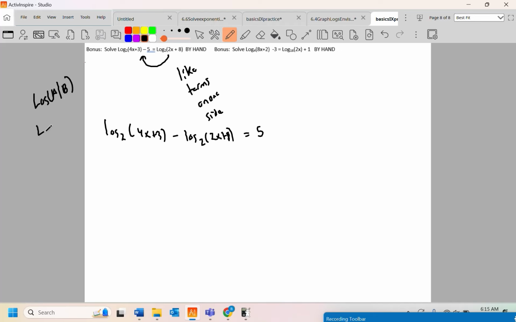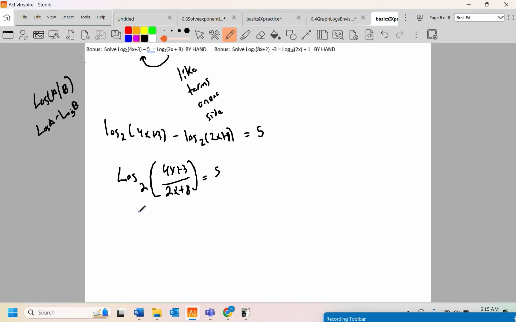Now, log of a over b is log of a minus log of b. These are properties that you were supposed to memorize, but you won't. So I can do a condensing. I have log base 2 of (4x plus 3) sitting pretty over (2x plus 8), and it's equal to 5.